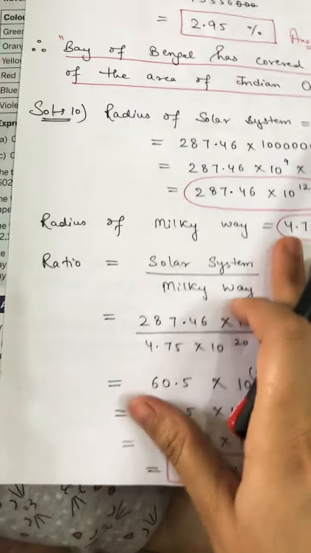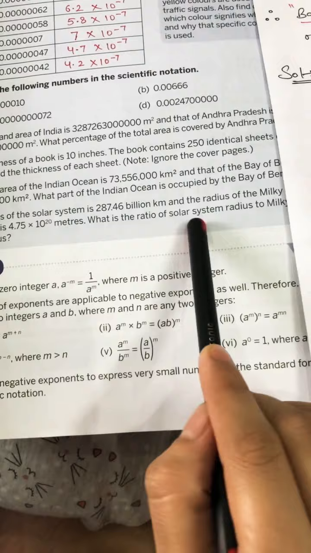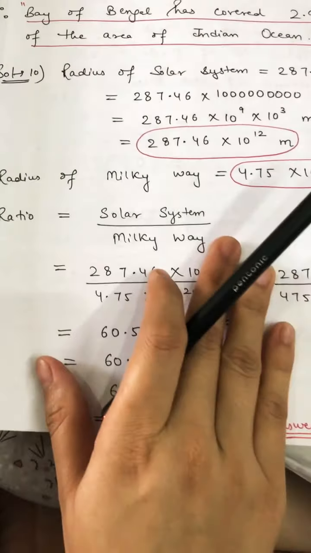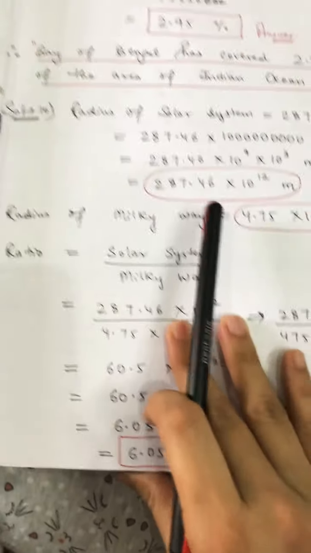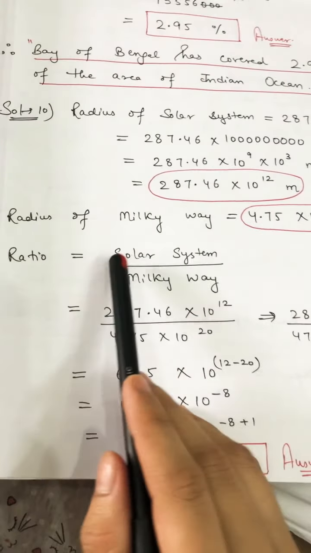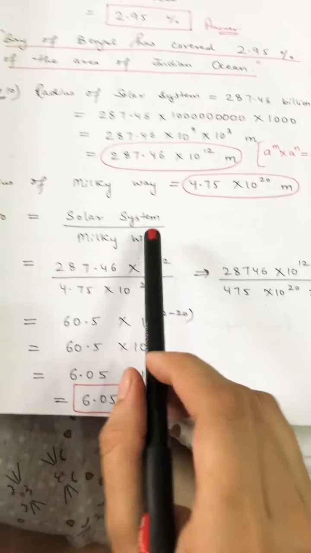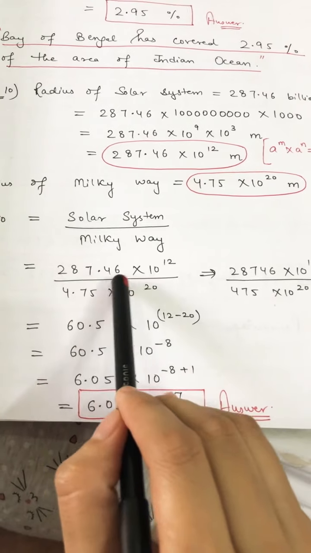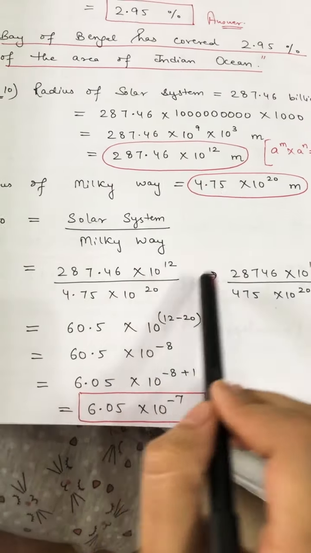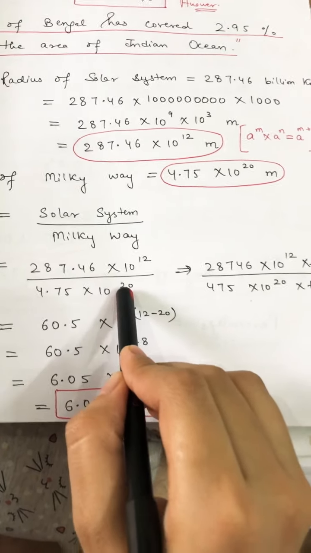Now you have to take out the ratio. The question is, what is the ratio? The ratio will be the ratio of the radius of the solar system to the radius of the Milky Way. So the radius of the solar system will be equal to 287.46 into 10 raised to 12 upon 4.75 into 10 raised to power 20.